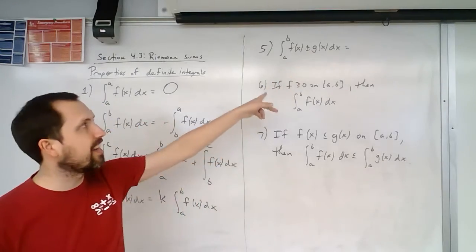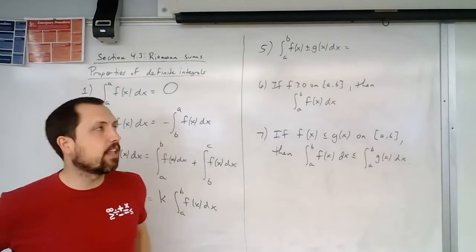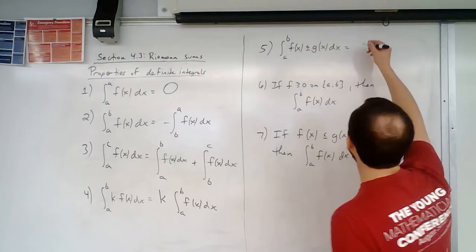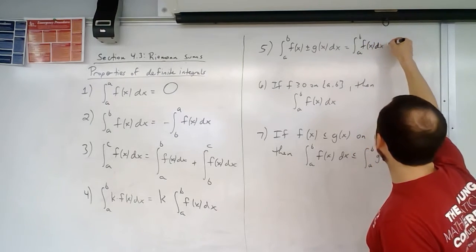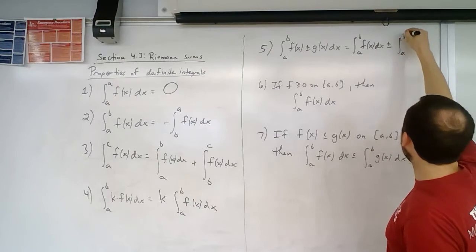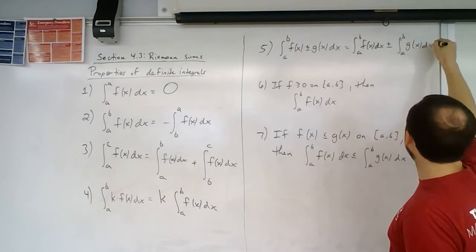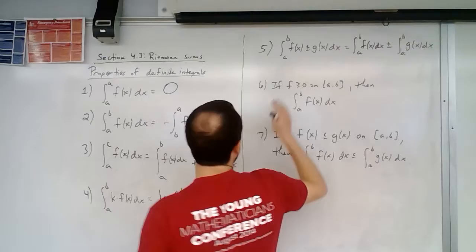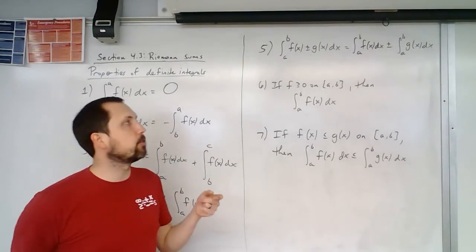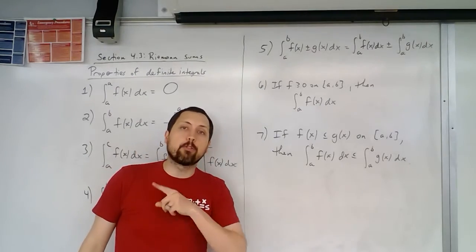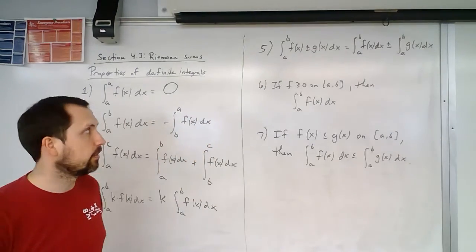If I have plus or minus on the inside, again, we've seen this a lot. This allows me to separate this into two. Integral from a to b of f of x dx, plus or minus the integral from a to b of g of x dx. So I can separate the inside of an integral into two different integrals if they're being added or subtracted. But again, not multiplied and divided, only added and subtracted.